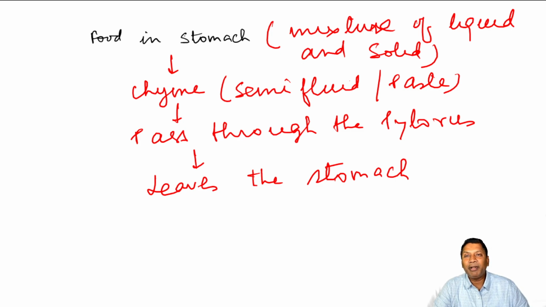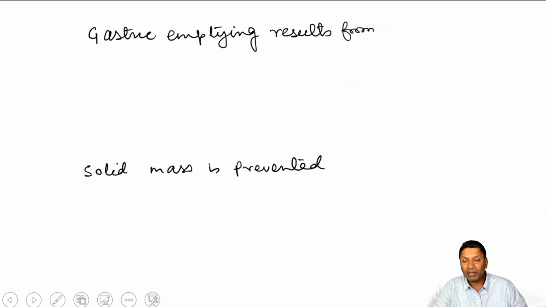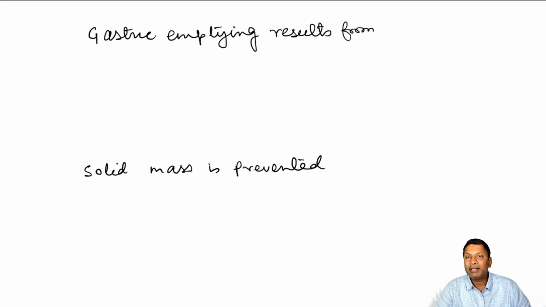Then what are the mechanisms that prevent the entry of the unbroken or the solid food particles into the duodenum? So remember this, that till the food particle is converted into the chyme, it will not pass out of the stomach. So the solid mass is prevented from entering. How is this done, and how does the food not go back into the stomach after entering the duodenum? This also we'll discuss here.